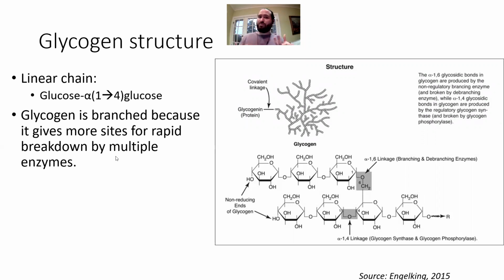Why does glycogen have branches? Why don't we just have a linear glycogen chain? One benefit is that if we were to have just one linear chain and we then wanted to break down glycogen into glucose subunits, how many enzymes could work on that linear chain at once?